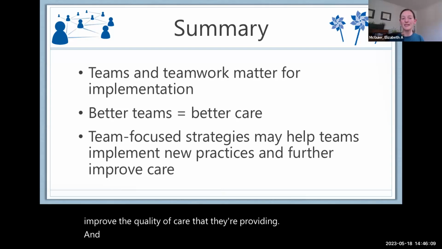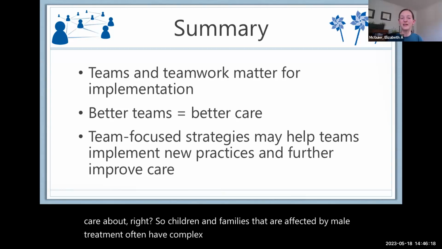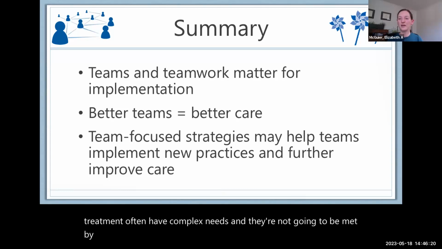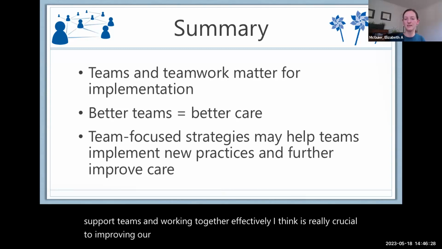And I think this is especially important for the populations that I care about. Children and families that are affected by maltreatment often have complex needs, and they're not going to be met by any one provider or any one service. So figuring out how to support teams in working together effectively is really crucial to improving outcomes for these families.